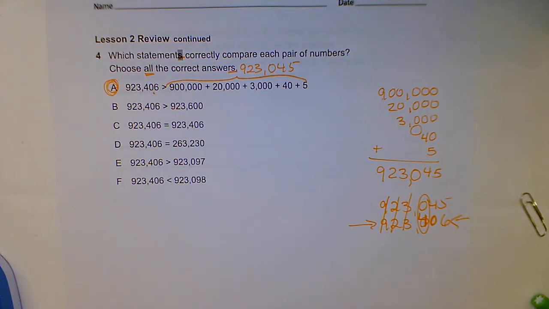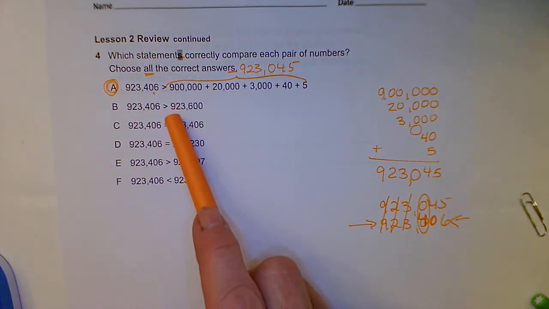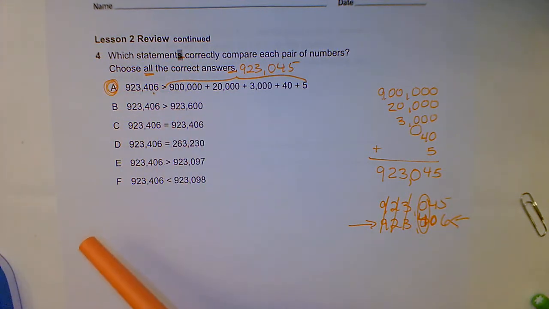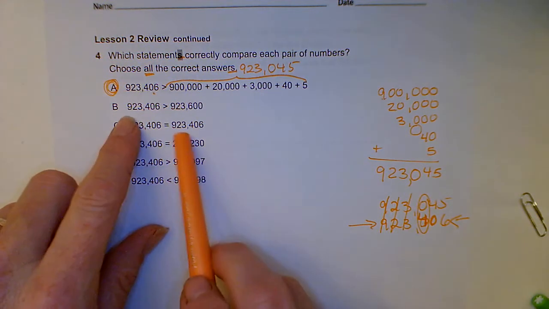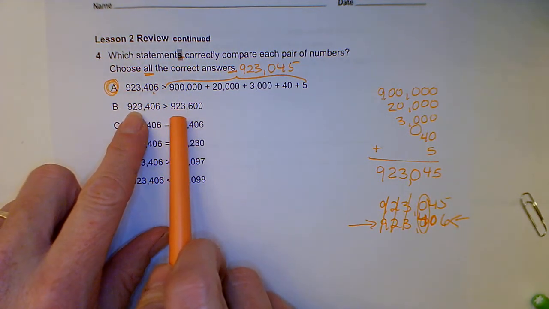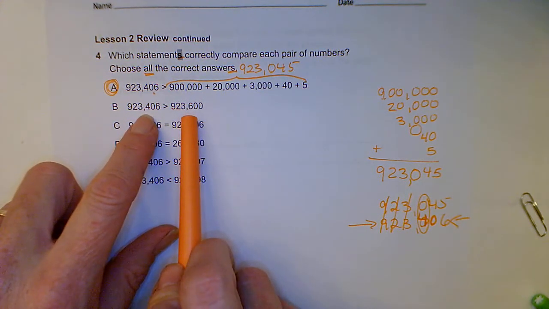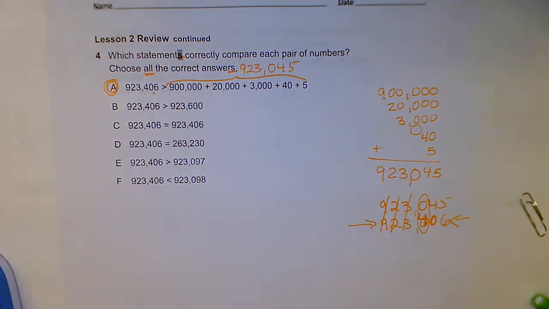But again, we know there's more than one correct answer. So let's take a look at the next one. So here we're comparing 923,406 with 923,600. And a lot of you might say, well, my 100,000s are the same, my 10,000s are the same, my thousands are the same. But when I get over here, this 100 is bigger, so he should be bigger, so that is wrong. But let's go ahead and do the right thing, and let's stack them and compare them.